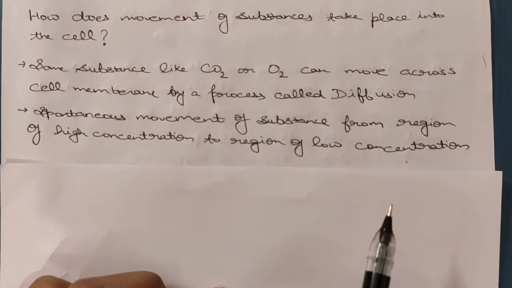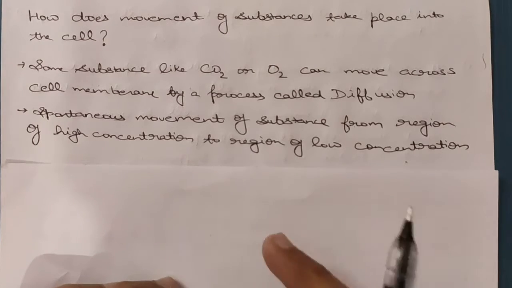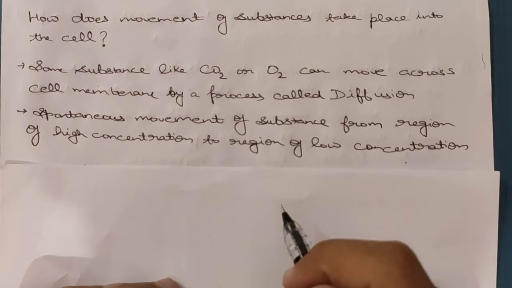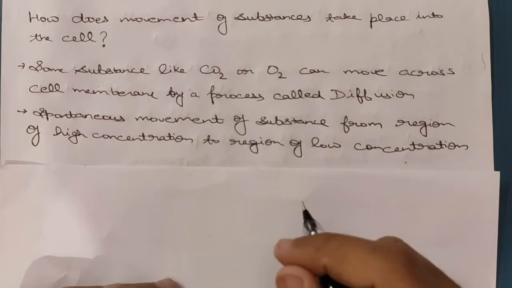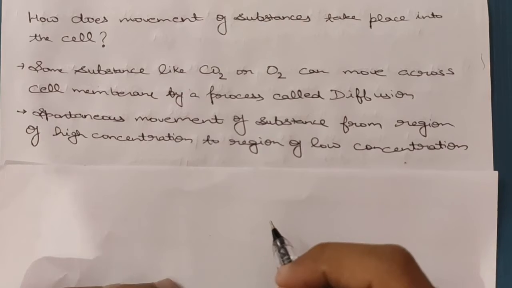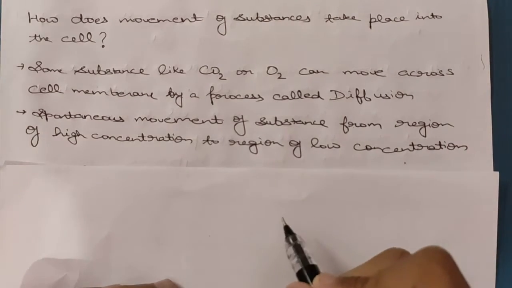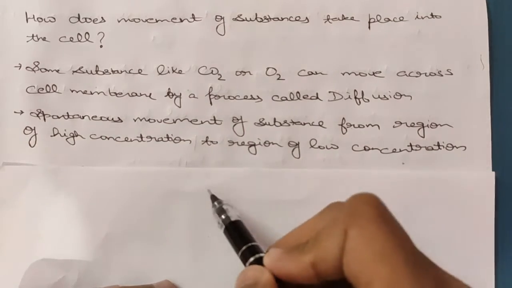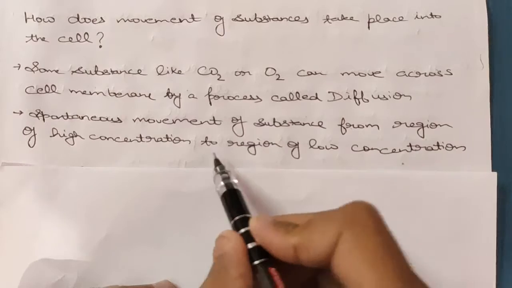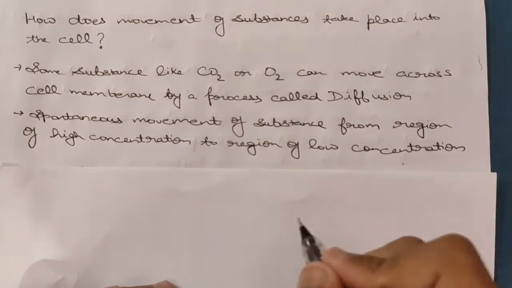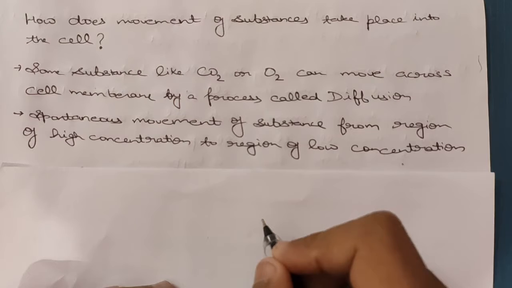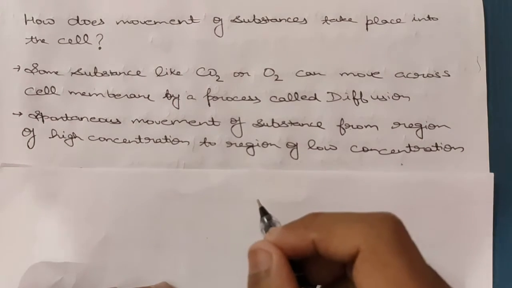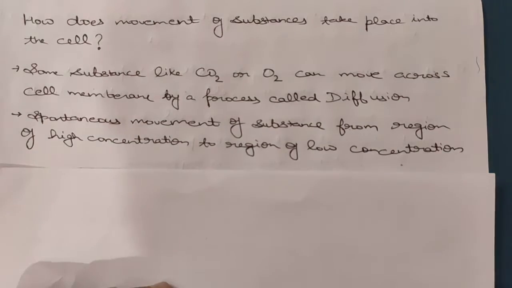So it is a spontaneous movement of substance from a region of high concentration to a region of low concentration. It means where the water will be more, it will move to the place where the water will be less, or where the oxygen will be more, it will move towards where oxygen will be less. It applies to any substance we are talking about, carbon dioxide, oxygen, and we will understand with examples also. Like I said, if water is more outside the cell and inside the cell it is less, then the water will move inside the cell.